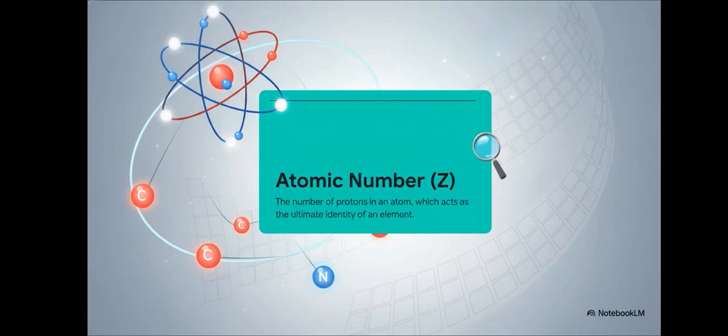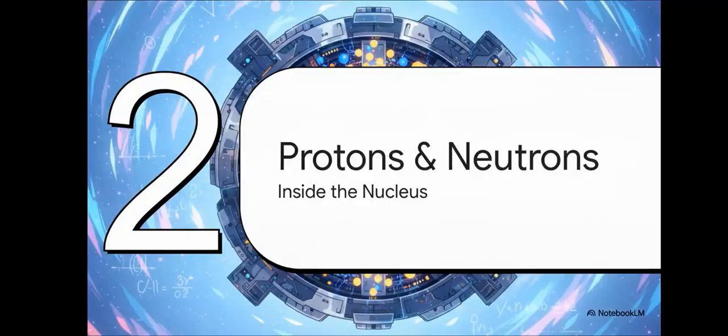The entire modern periodic table is organized purely by the Z number. For example, a Z of 6 means exactly 6 protons, and that means it's carbon. End of story. 7 protons, that's nitrogen. If you change that atomic number, you literally change the entire element. Mind-blowing, right? Moving right along to Chapter 2, inside the atomic vault: protons, neutrons, and nucleons.